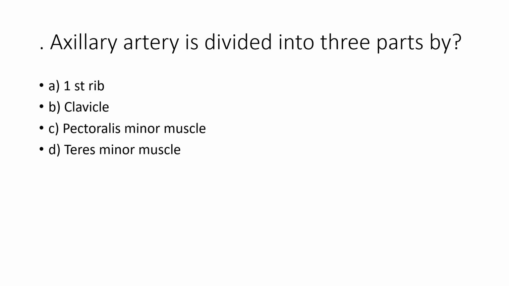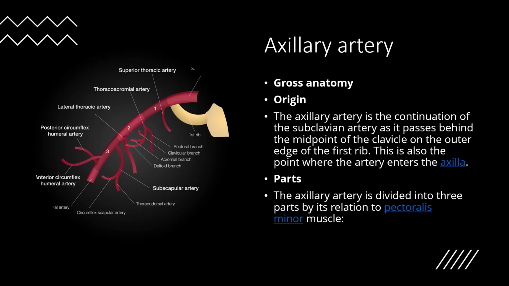Hello guys, it is me back with another video on FMG question, and today I am going to explain the axillary artery and its anatomy. Axillary artery is divided into three parts by first rib, clavicle, pectoralis minor muscle, teres minor muscle. Now pause and try to answer the question.